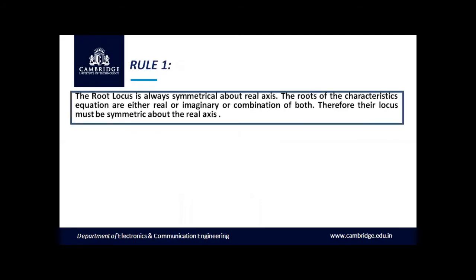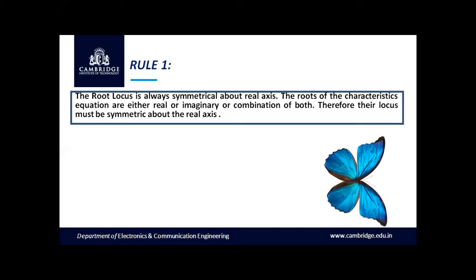Rule number 1 states that the root locus is always symmetrical about the real axis. The roots of the characteristic equation are either real or complex, or a combination of both, in the sense that they are complex conjugates also. Therefore, their locus must be symmetric about the real axis. The image shown here is one half of a butterfly and the other half looks exactly like the mirror image of the other. Hence, you can see that it is symmetric.